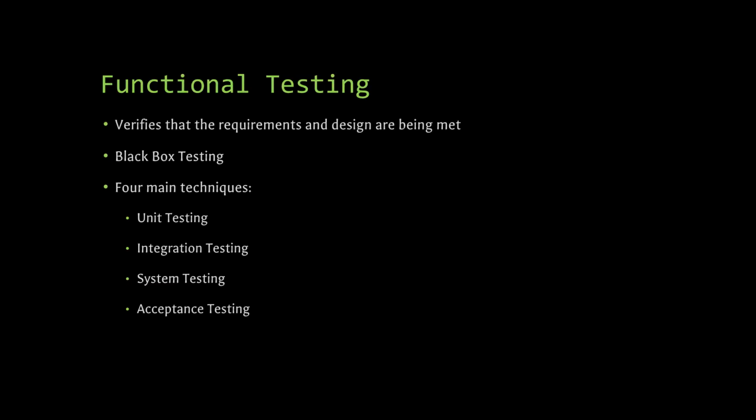A successful test starts with functional testing. We want to verify the requirements of the design are being met. You start with black box testing. The four main techniques for black box testing are unit testing, integration testing, system testing, and acceptance testing.